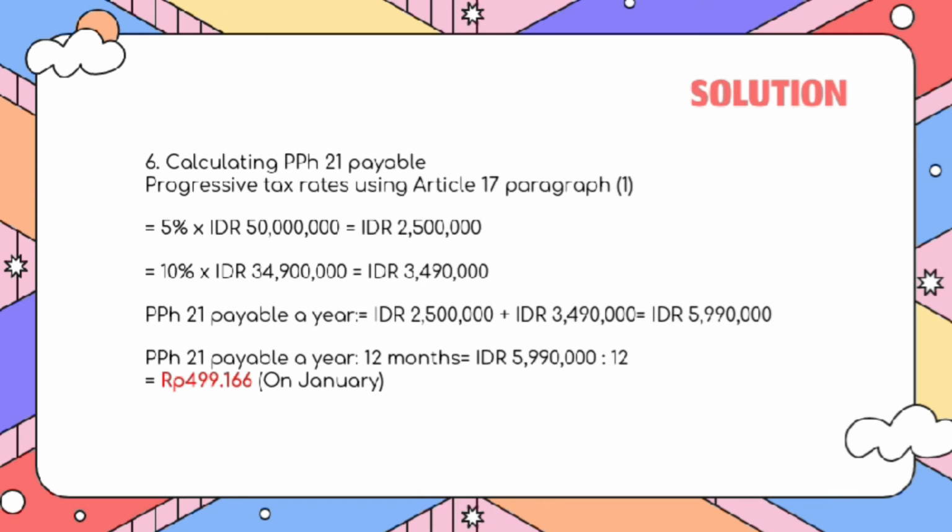5,990,000 rupiah. In order to get the amount of PPh 21 payable per month, we need to divide the previous calculation by 12 months, which means 5,990,000 rupiah divided by 12, which results in 499,166 rupiah, which Mr. Wiho needs to pay per month.